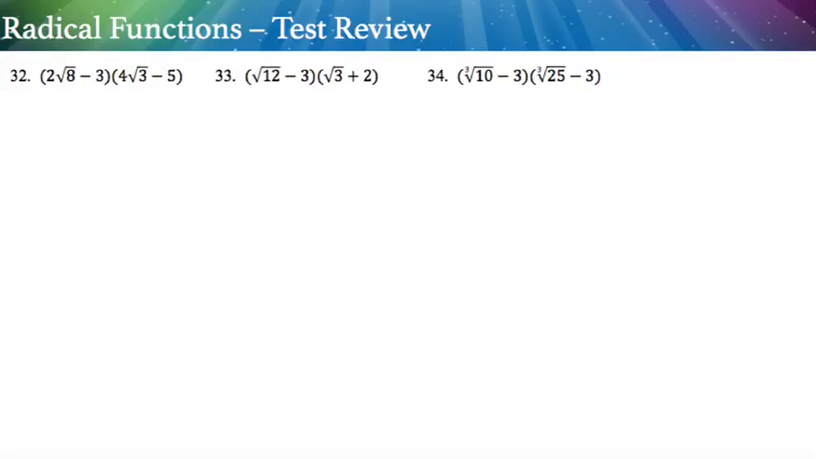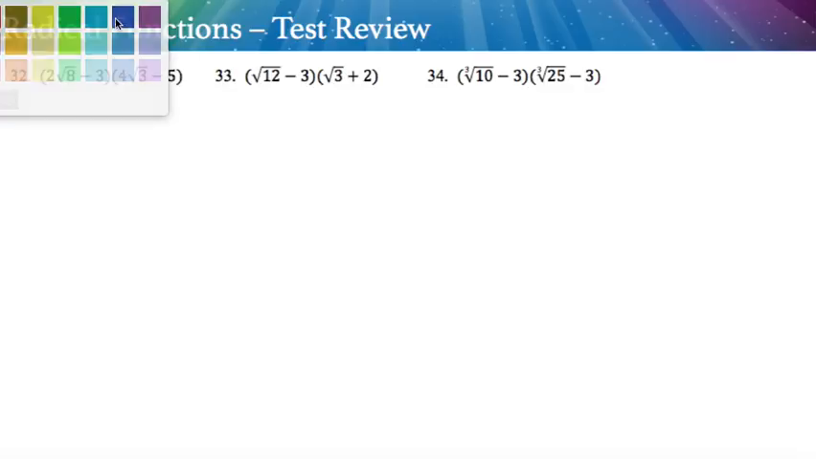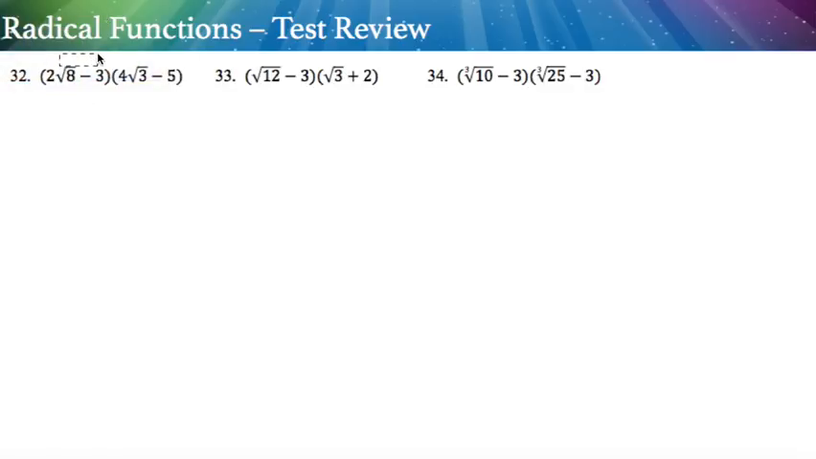So the first one is the 2 times the 4. So 2 times 4 is 8. 8 times 3 is the square root of 24. I'm not going to break anything down until I'm done here. Okay, so now I'm going to do the outer one, and that's going to be minus 10 square root 8.